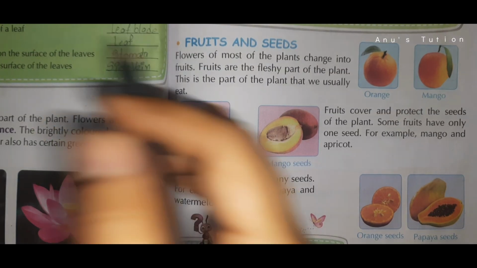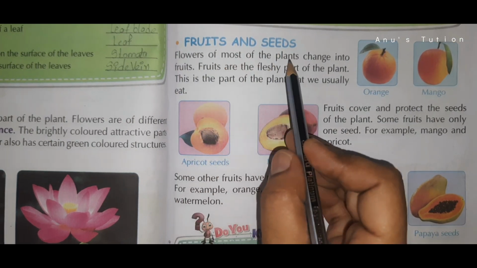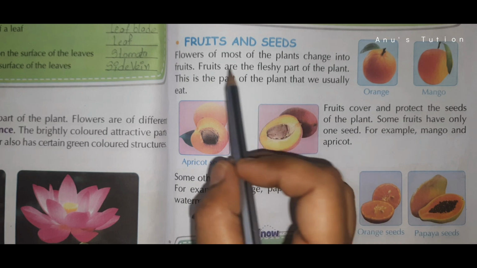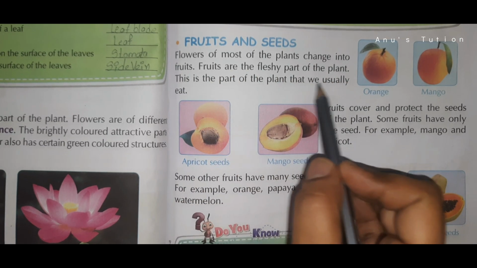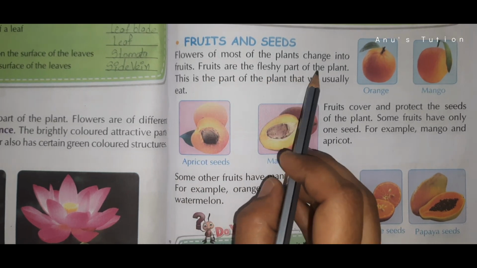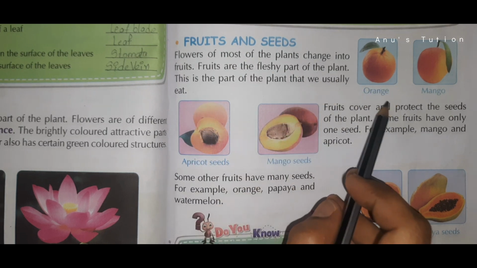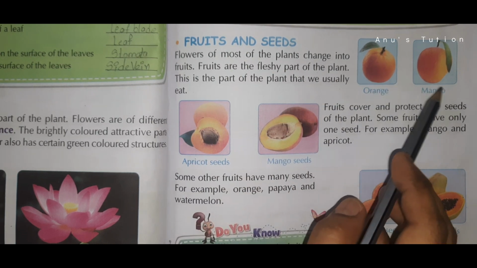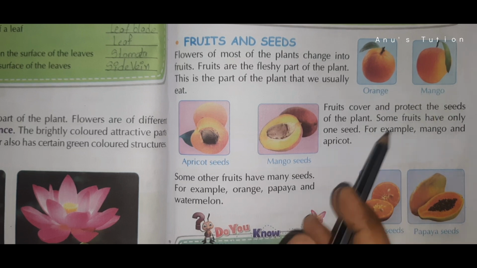Okay. Next topic, fruits and seeds. Flowers of most of the plants change into fruits. Fruits are the fleshy part of a plant. This is the part of the plant that we usually eat. Examples are orange and mango. Fleshy parts of the plant that we will eat as a fruit.